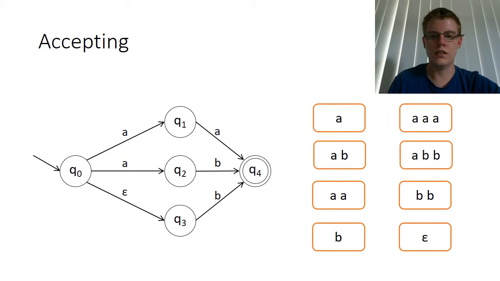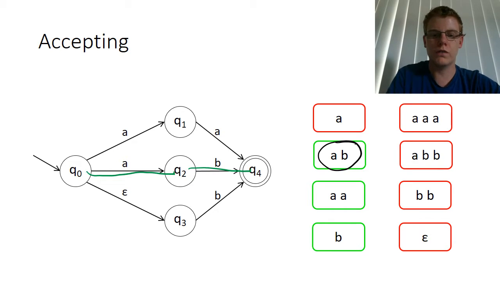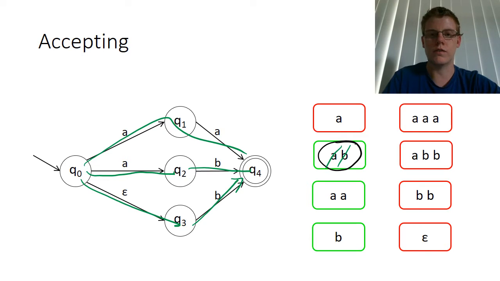Okay, so the strings outlined in green are accepted by the machine. So for instance, AB here has a path where we can travel through Q2 and then Q4, and then we will arrive in Q4, which is an accepting state, and we will have consumed all of the input stream. So that is accepting. The same can be seen for AA through this path, and B by taking the epsilon transition here, which doesn't consume any input, and then consuming the lone B on the tape with the transition into Q4.